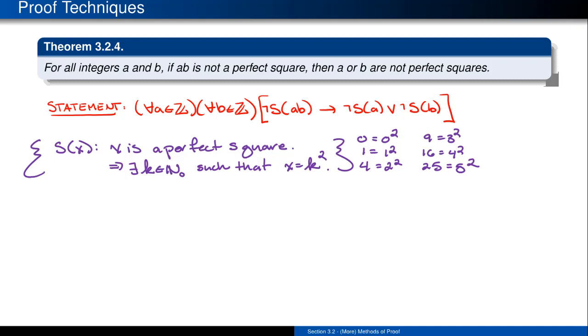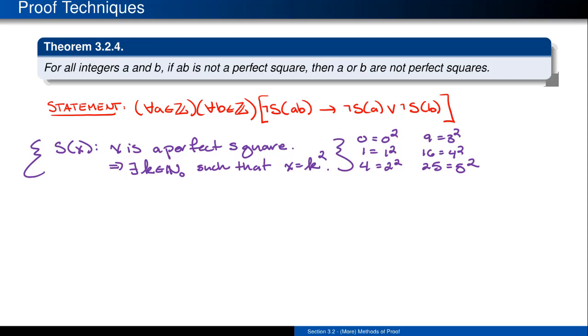All right, so next up in our quest of trying to explore a whole bunch of different techniques to show why a particular statement has to be true is this statement talking about perfect squares. So before we dive too far into this example, I want to step back and remind you about what a perfect square is.